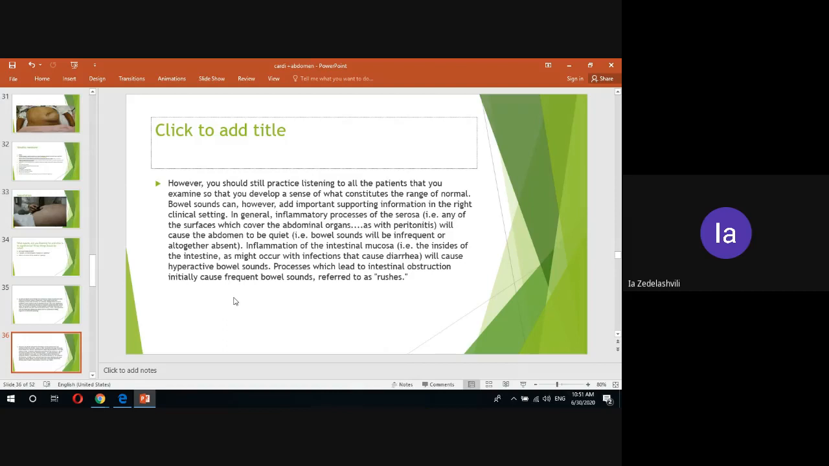Bowel sounds will be infrequent or altogether absent. Inflammation of the intestinal mucosa, the inside of the intestine, as might occur with infections that cause diarrhea, will cause hyperactive bowel sounds. Processes which lead to intestinal obstruction initially cause frequent bowel sounds referred to as rushes.